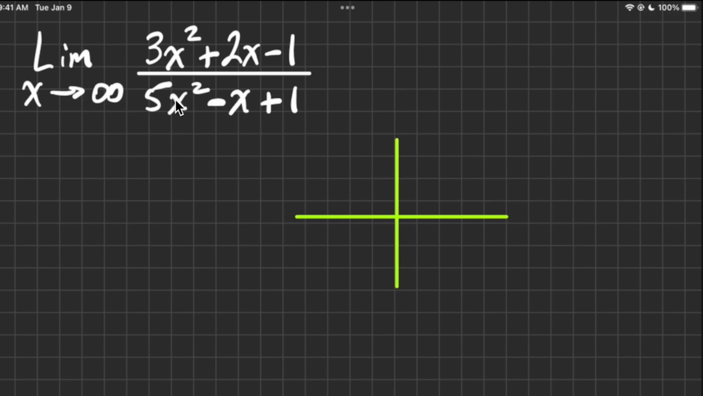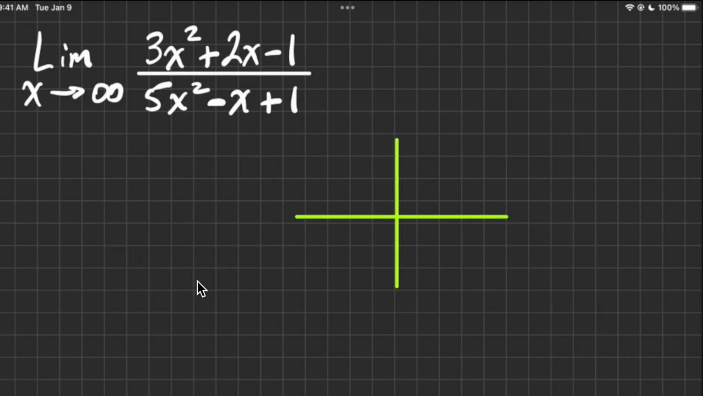You may recall that if you have x over x cubed, this is a bottom-heavy function, which means the horizontal asymptote would be at y equals 0. If it's a top-heavy function, there is no horizontal asymptote. And if it is top-heavy by 1 degree, so if, for example, you have x cubed over x squared, while there'll be no horizontal asymptote, there'll be an oblique asymptote because it's top-heavy by just 1 degree.